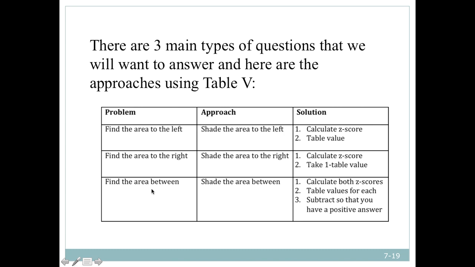And then the other type of problem is finding the area between two things. So that's kind of equally simple. Basically what you have to do is you have to calculate two different z-scores, look both values up on the table, and then you just subtract those values from one another such that you have a positive answer.